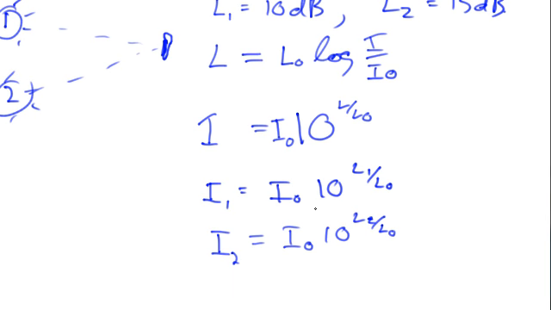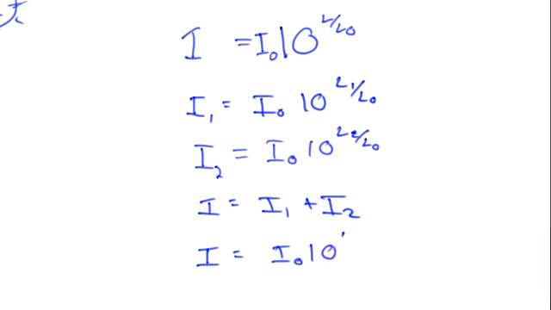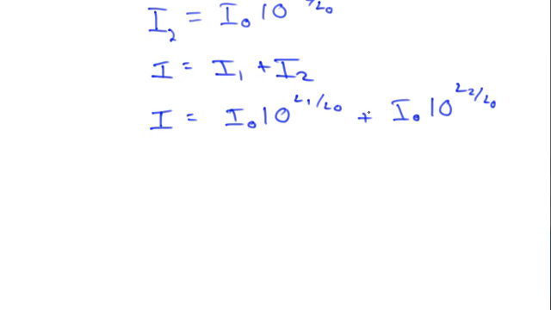And here we go. I is equal to I1 plus I2. So I is equal to I0 times 10 to the L1 over L0 plus I0 times 10 to the L2 over L0. So I can plug that, I think I will.